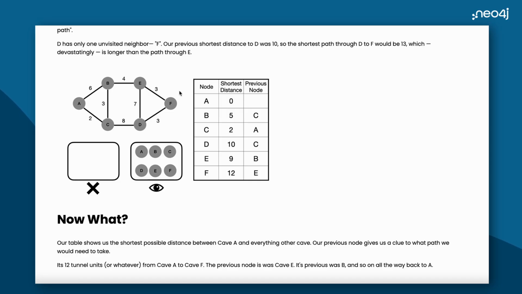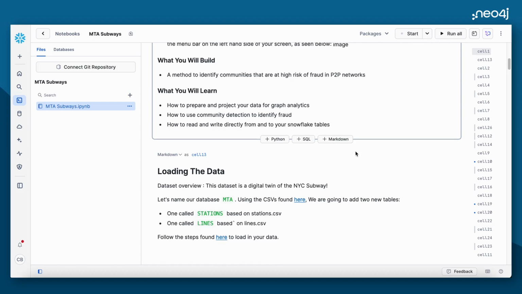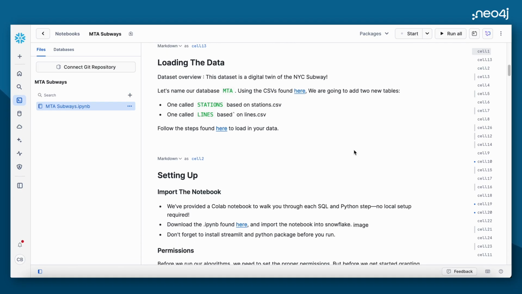So what does that look like in Snowflake itself? First, you'll go and you'll download the app from the marketplace. Again, this is a Snowflake native app. You'll start by loading in your data. Our example will be using some CSVs, one for nodes called stations, and one for lines called lines.